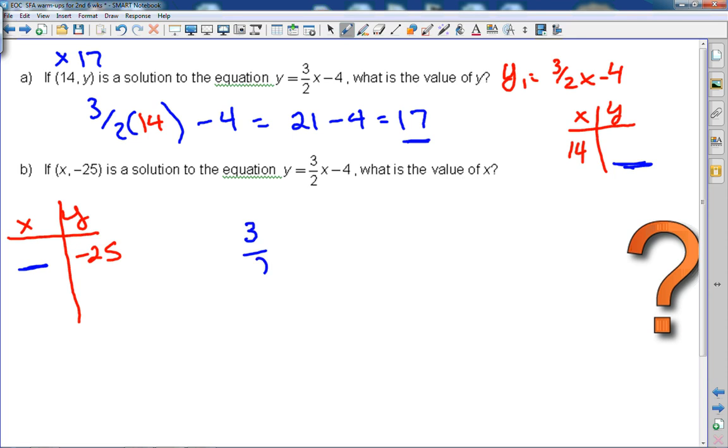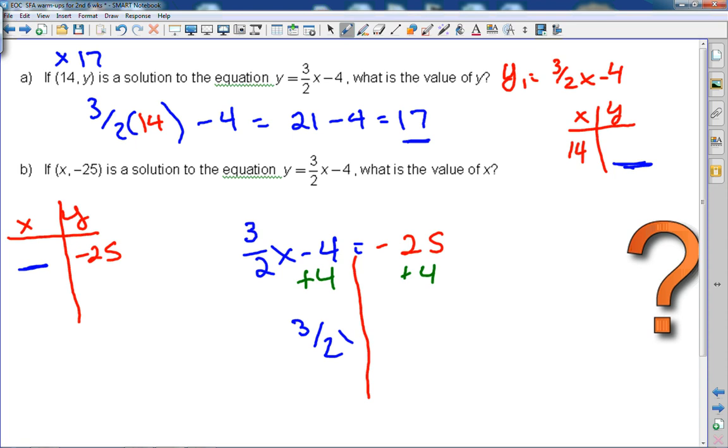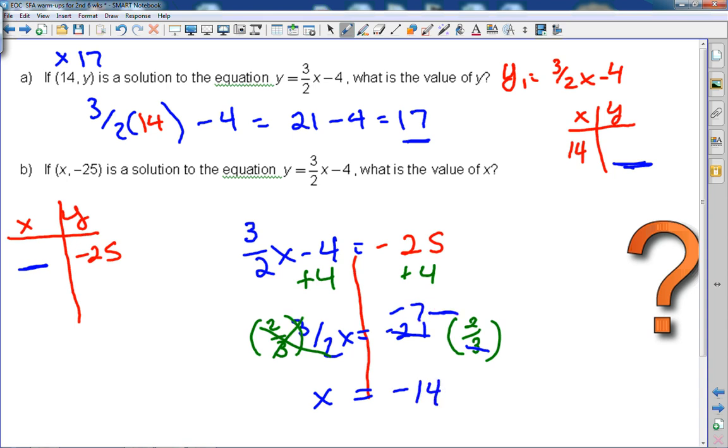Or to work it out by hand, I have 3/2 X minus 4 equals negative 25. Now I can try and solve it. I will add 4 to each side. I get 3/2 X equals negative 21. Now you need to multiply by the reciprocal, 2 over 3. That cancels these out, so I get X. Now 3 goes into 21, so I have negative 7 there. Negative 7 times 2 is negative 14. So my X number is negative 14. But you can either do it by the calculator or by hand.